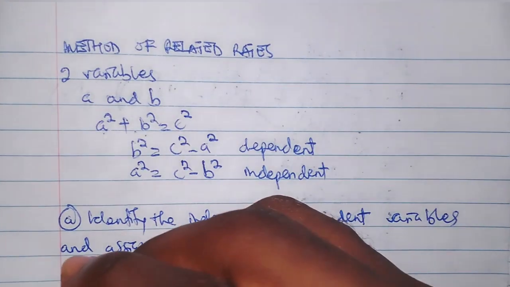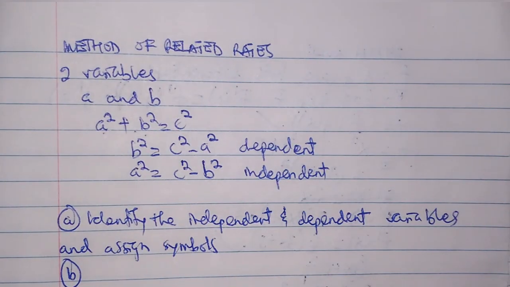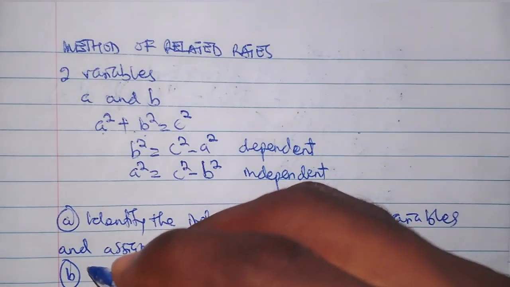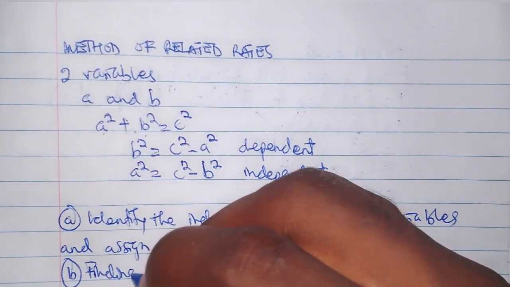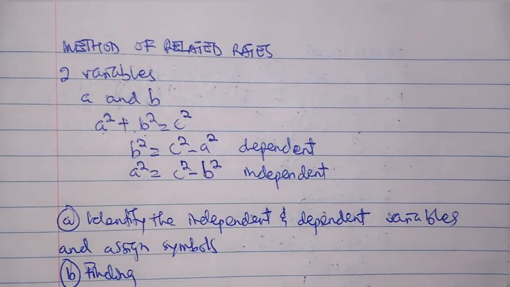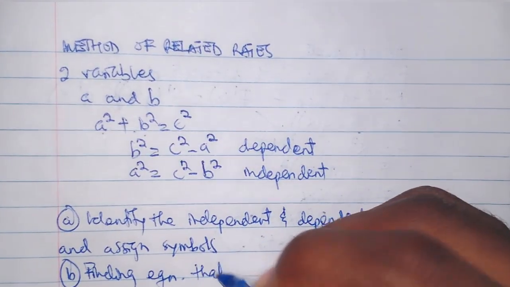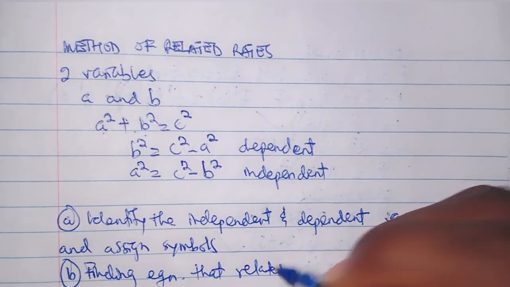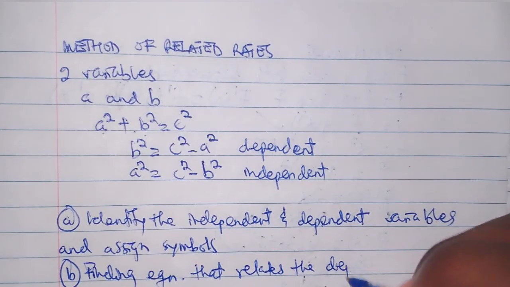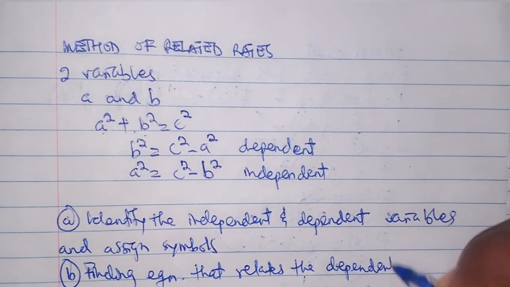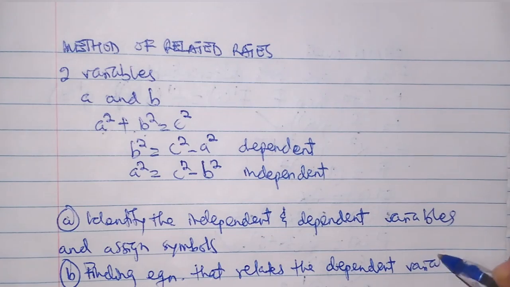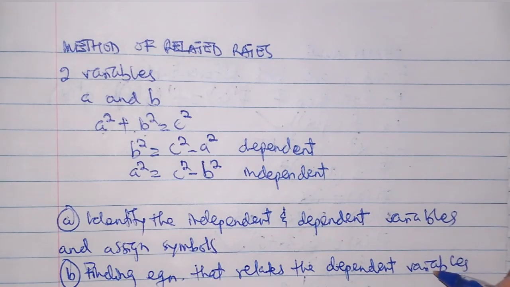Now the next thing you have to do is find an equation that relates the dependent variables. So find an equation that relates the dependent variables.